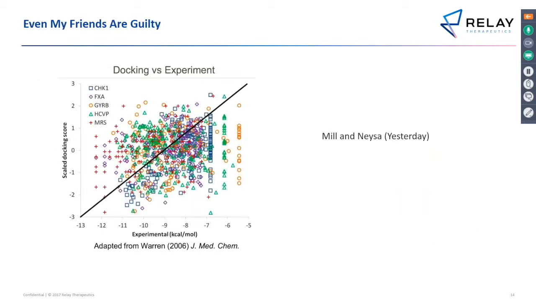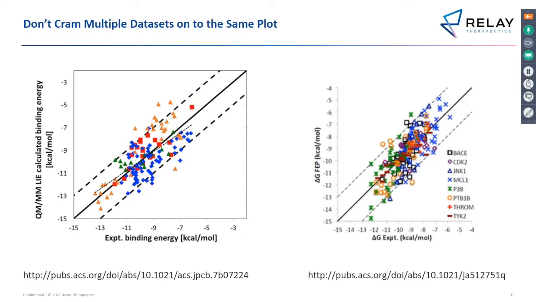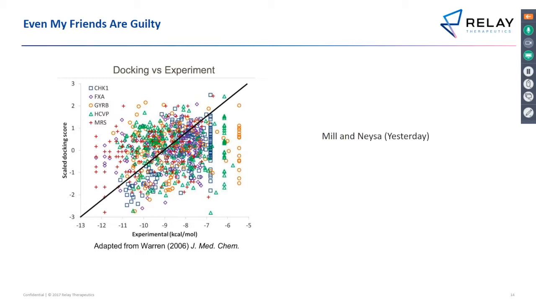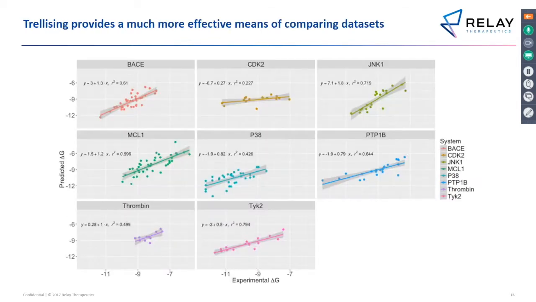I'm even going to throw my friends under the bus. Mill, Lisa. Apparently, I thought that the Schrodinger people were responsible for this abomination because they put that into their FEP paper. But apparently Greg Warren is responsible for this. We've done that. Okay. But I think the better way to do this is just to trellis your data. Because when you trellis it, I can actually see where the trends are, and I don't have to try to do a magic eye picture to pull out the individual data sets.